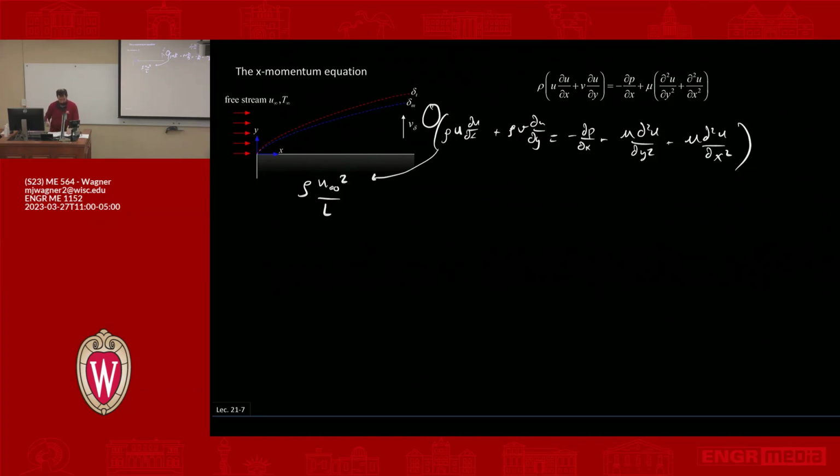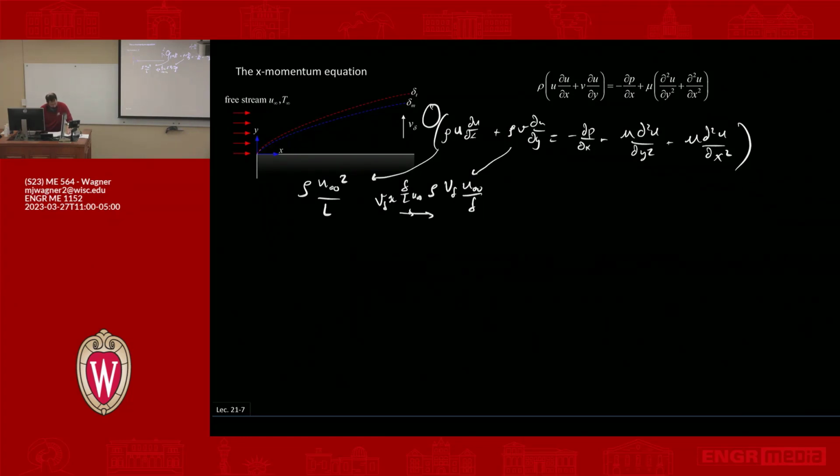So looking at the other ones, let's look at the second one here. So the second one is going to be rho times now v sub delta times u infinity over delta. Our v component of velocity is v sub delta, u component is u infinity, dy is delta. So the order of magnitude of that is shown there. That's, again, maybe not super helpful. So let's introduce the idea that v sub delta is approximately delta over L times u infinity.